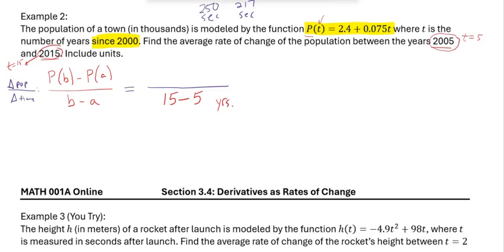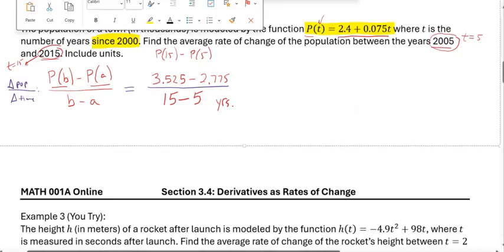On the top, we're going to use our function. What is p of b and p of a? That'll be p of 15 minus p of 5. So we're going to plug into this function up there to figure out what that is. You might want to pause the video and try that on your calculator. I'm going to do the same. Okay, I found out when I plug in 15, I get 3.525. When I plug in 5 into the function, I get 2.775.